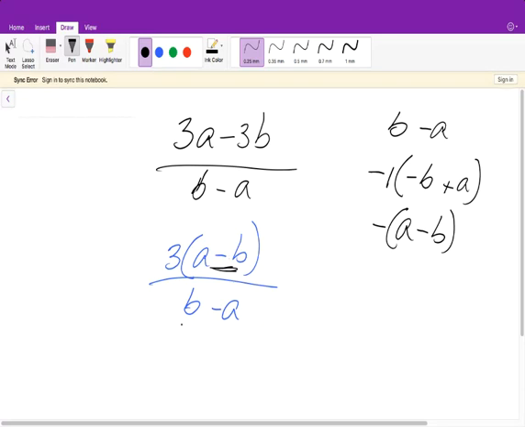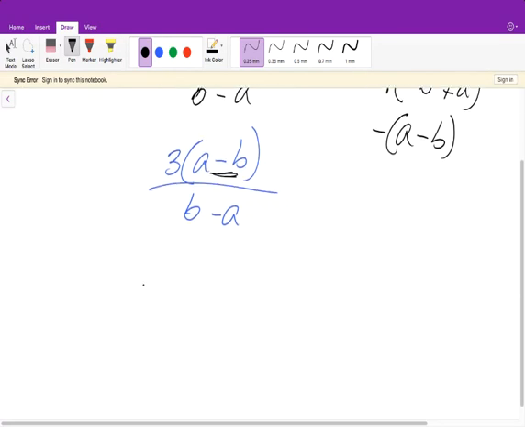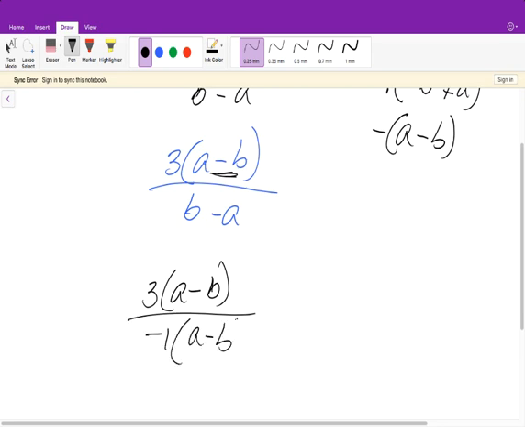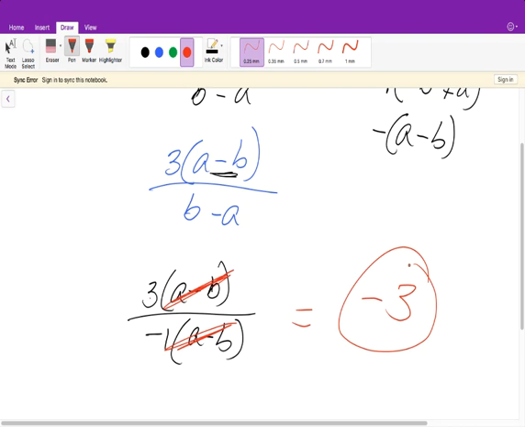But we know then that this will factor out to 3 over top of (a - b) being divided by -1 over top of (a - b). And now these are the same factors, so we can cancel those out, and we're left with 3 divided by -1, which is -3. All right, and that would be your final answer.